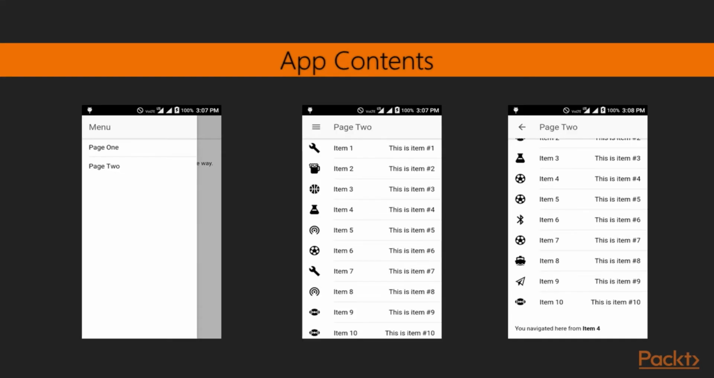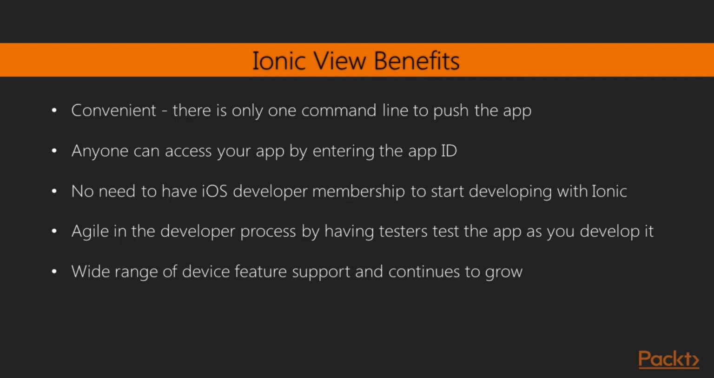If there is no code update, the process is the same except that we need to select Sync to Latest from the menu. To summarize, there are several benefits of using Ionic View, some of which are as follows. It's convenient because there is only one command line to push the app. Anyone can access your app by entering the app ID. There's no need to even have iOS developer membership to start developing with Ionic.